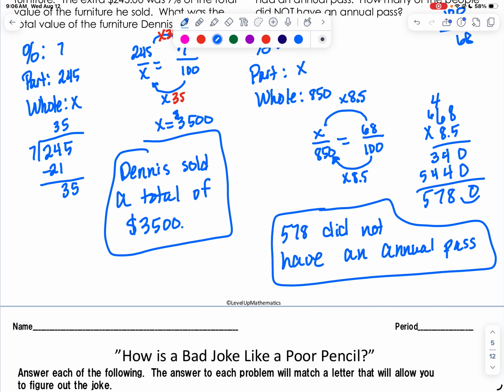And that concludes today's lesson, the percent proportion.